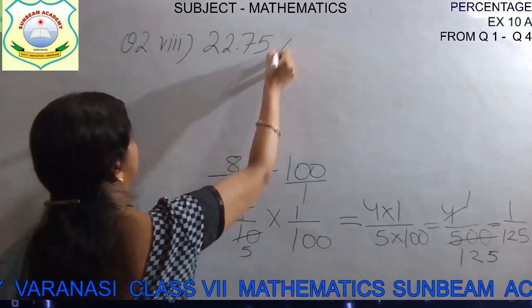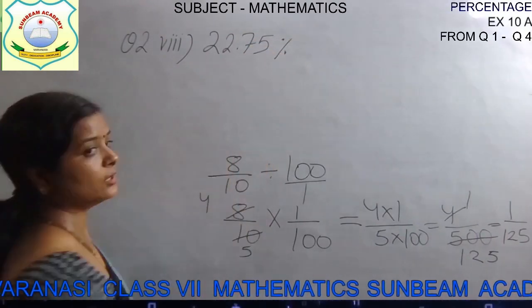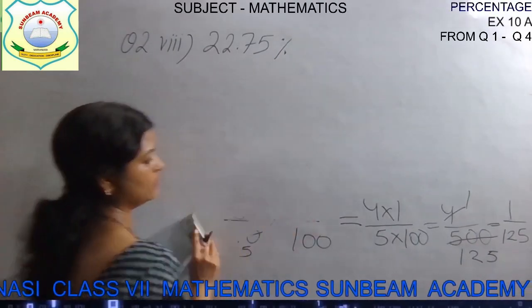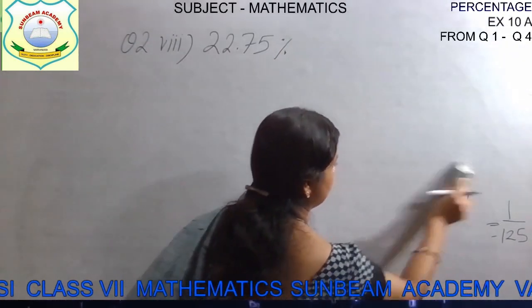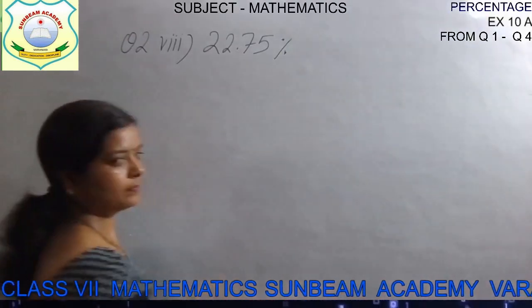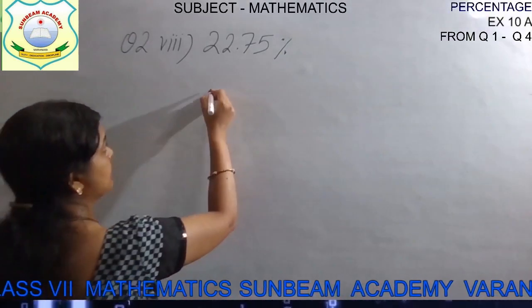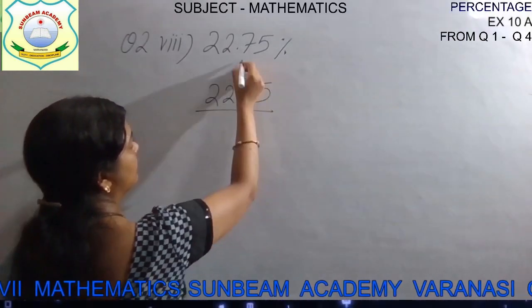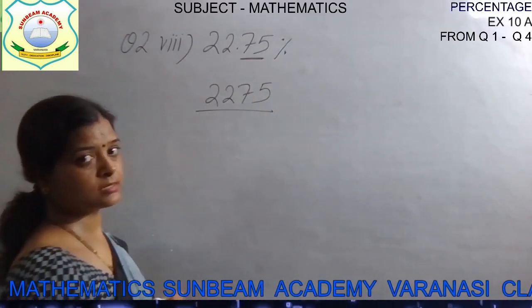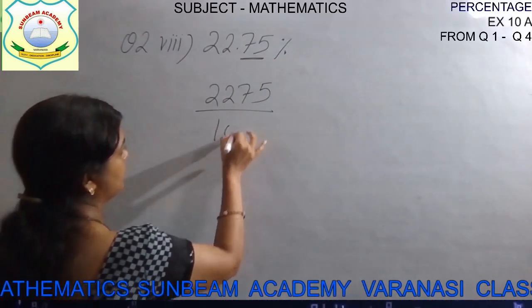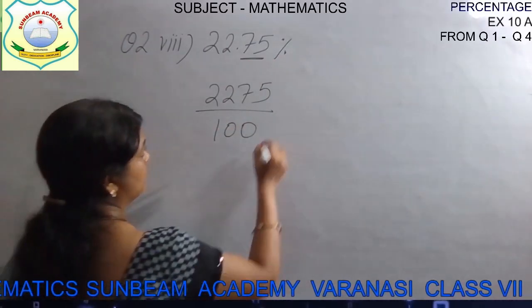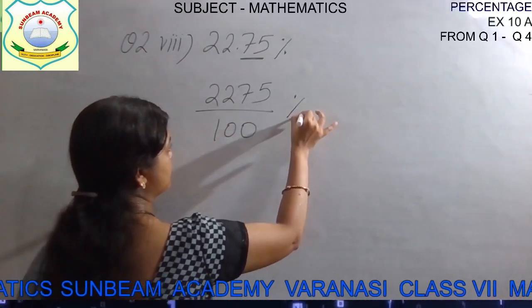22.75 percentage. And now erase the board. Now let's solve. This can be written as 2275 divided by how many decimal places? 2. That's why it can be written as divided by 100. Then the percentage sign is still there.